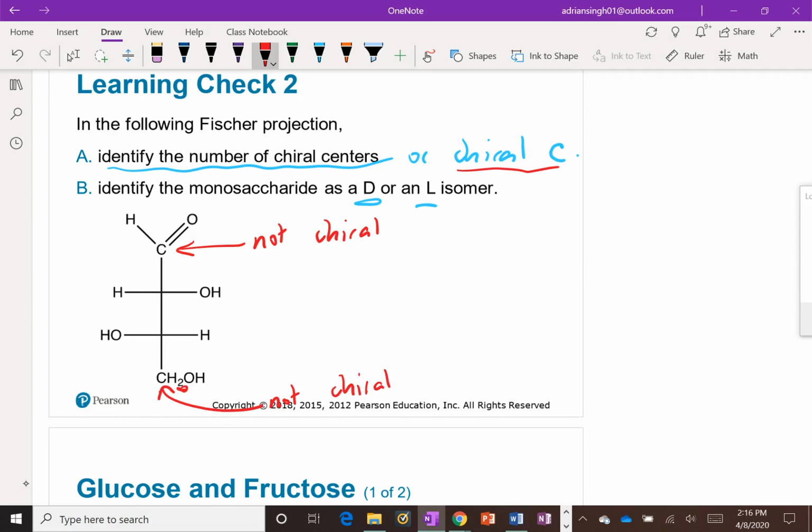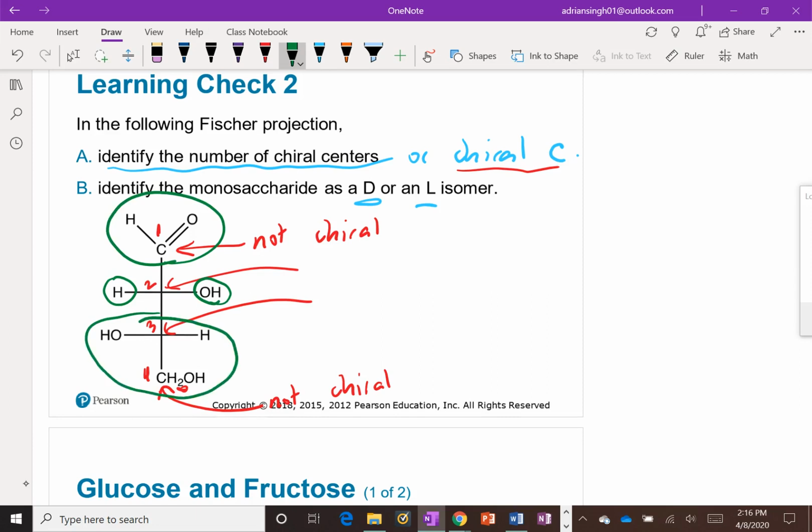So that leaves us then with these two carbons in the middle. So let's see what's attached to each of these. And we'll number them. So carbon 1, 2, 3, and 4. So on carbon 2, right, we have an H attached to it. We have an OH attached to it. We have an aldehyde attached to it. And then we have all of this stuff down here in the bottom that's different than everything else. Right? So yes, this will be chiral. Right? 4 different groups attached to carbon number 2.